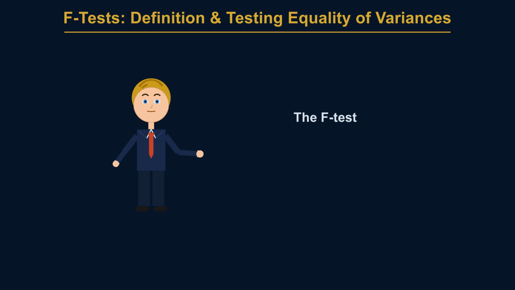Today we're going to be covering the F-test, which is a tool for comparing variances, and specifically how to use it to test whether two groups have the same level of risk.